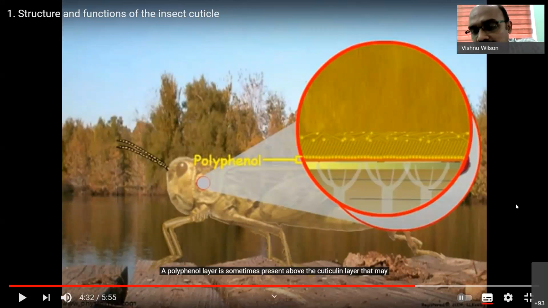Remember, here they are calling it the cuticle layer and polyphenol layer. Actually, it is different. Scientists use different terminology. So the polyphenol layer is the outer epicuticle, and what they call the cuticle layer is the inner epicuticle. Okay.